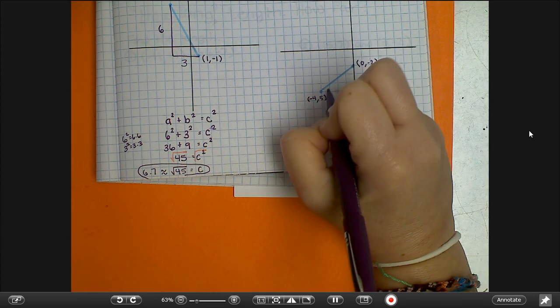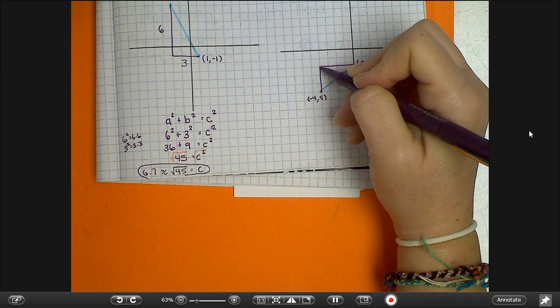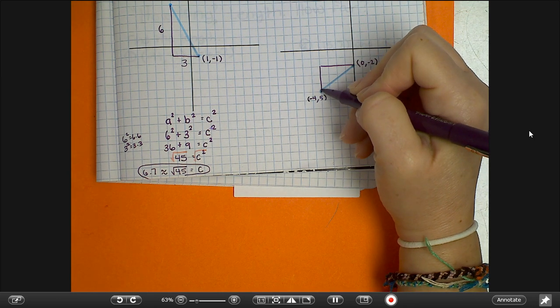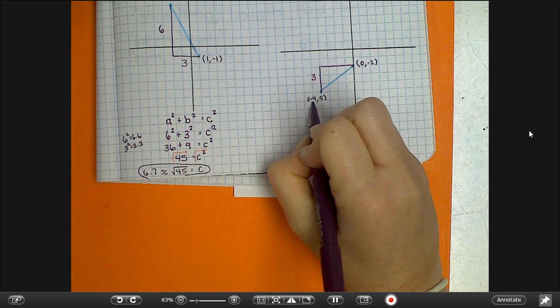So let's build a triangle. How far up is this? Well, we can count 1, 2, 3, but also -4, or sorry.